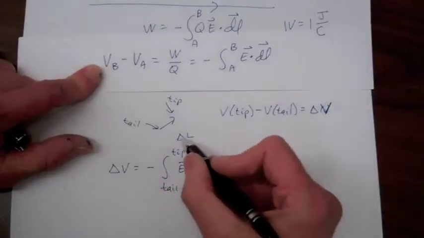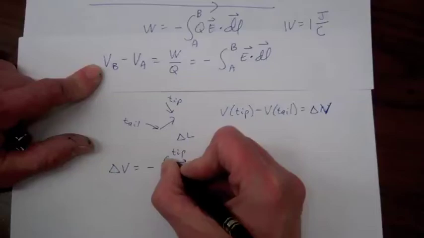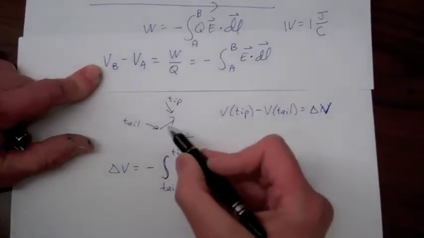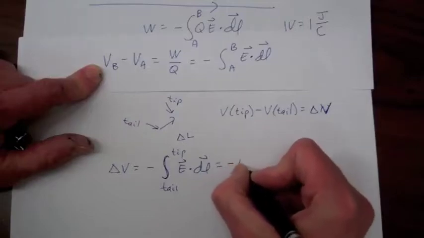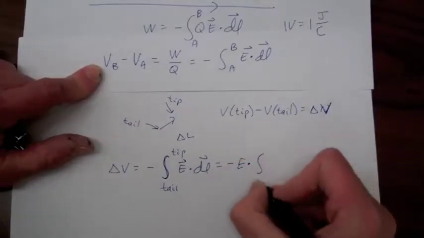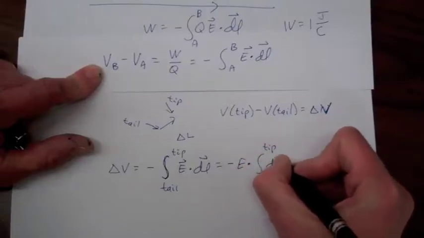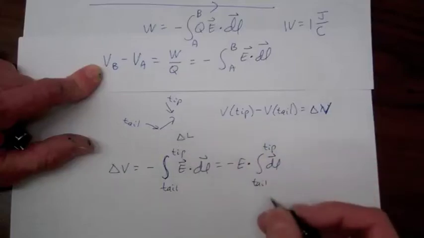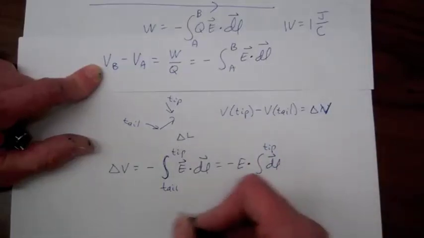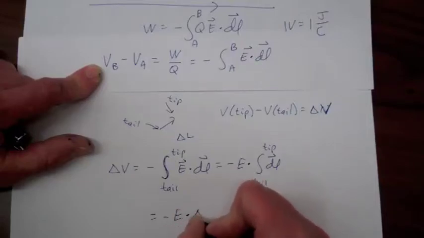Now we're going to assume delta L is short, so we can approximate the electric field as being constant along delta L. So I can write this as minus E dot the integral from tail to tip of dl. The integral from tail to tip of dl is just delta L. So this is equal to minus E dot delta L.